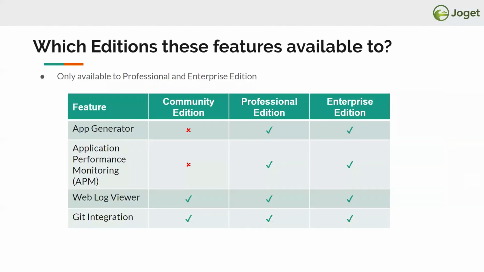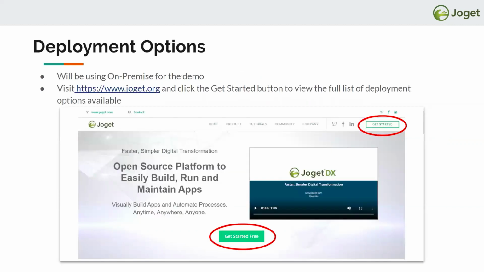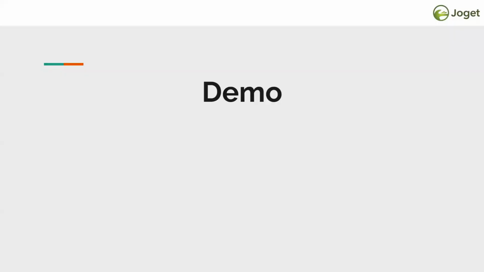Now, before we get started with the demo, I'd like to point out that the features that we're going to show you are available in the Professional and Enterprise edition. So here's a small list of features available based on our 3 editions. For this demo, I'll be using the on-premise version where I've downloaded and installed it in my local laptop. If you want to see the full list of deployment options, head over to joget.org and click the Get Started button. All right, let's head over to the demo.